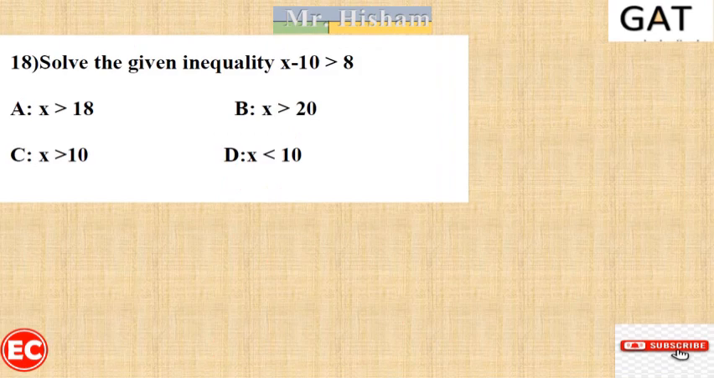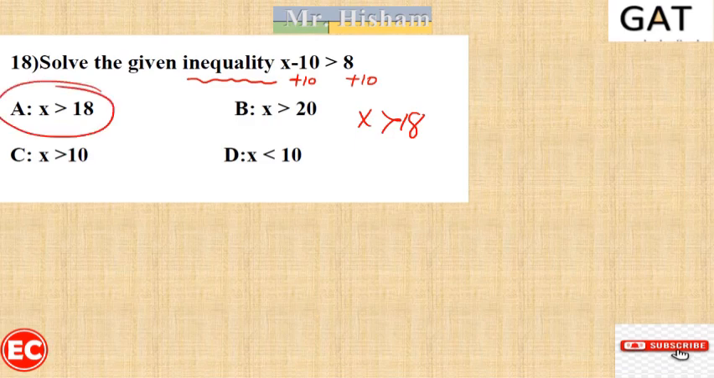Question number 18. Solve the given inequality. x minus 10 is greater than 8. I will add 10 to the right and add 10 to the left. So x is greater than 18. So the right answer is A.